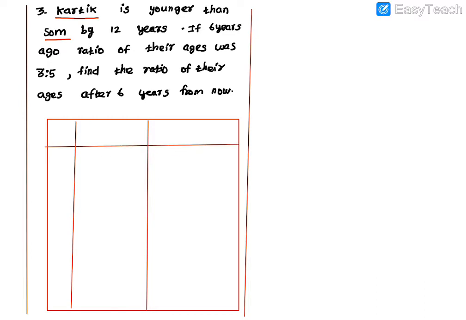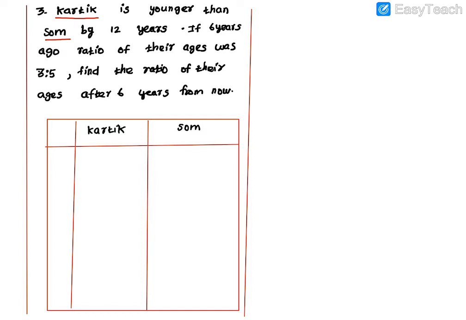Okay, so for the first one, I will write Karthik and Som. Remember the given keyword: Karthik is younger than Som, that means Som is elder by 12 years. Karthik is younger than Som by 12 years. So if Som's age is 24, what will be Karthik's age? Karthik is younger by 12 years, that means 24 minus 12 years.